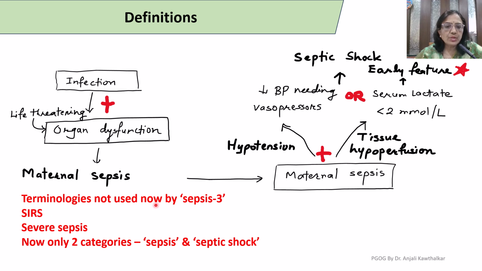Terminologies which are not used now, according to Sepsis-3, are SIRS, systemic inflammatory response syndrome. This terminology was quite commonly used even by general physicians whenever there was any sepsis, but it is no longer used as per the latest recommendations and guidelines. The second terminology no longer being used is severe sepsis. So we have only two categories now, sepsis and septic shock.